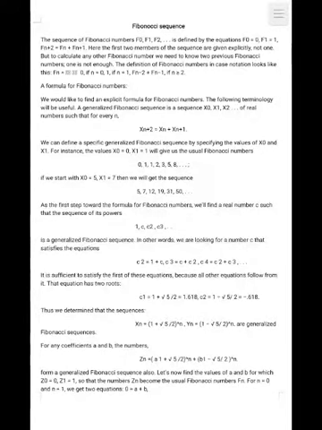0, 1, 1, 2, 3, 5, 8. If we start with x0 is equal to 5, x1 is equal to 7, then we will get the sequence 5, 7, 12, 19, 31, 50.